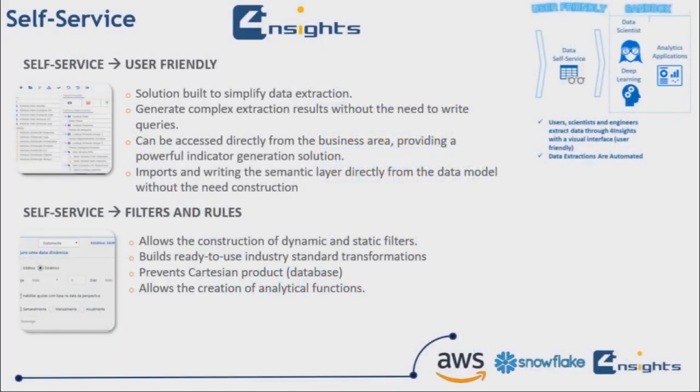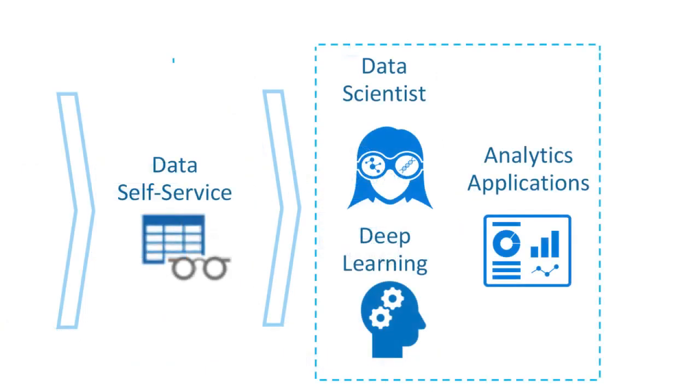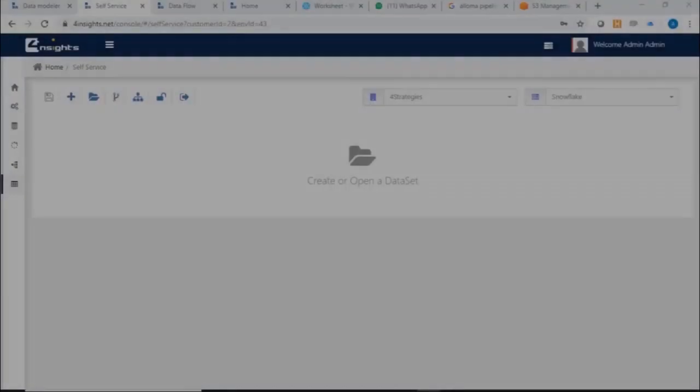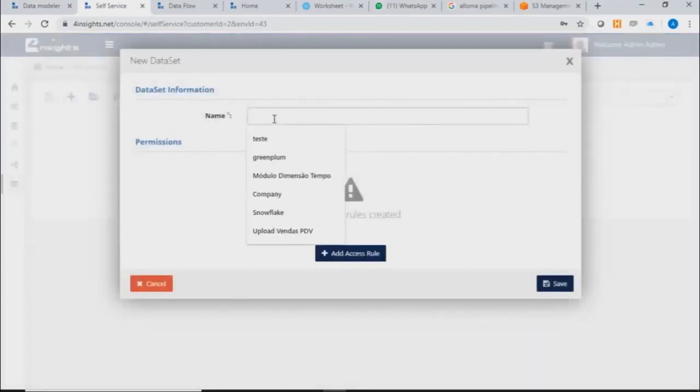It is possible to apply filters, rules, transformations directly to data extracts. Prevents users from running Cartesian products as it inhibits unwanted queries. And all of this can be automated to ensure data availability across business areas. In this interface, we can observe and demonstrate how we can create a data set of information to be consumed by either data scientists or analytical tools. So, let's create a data set.